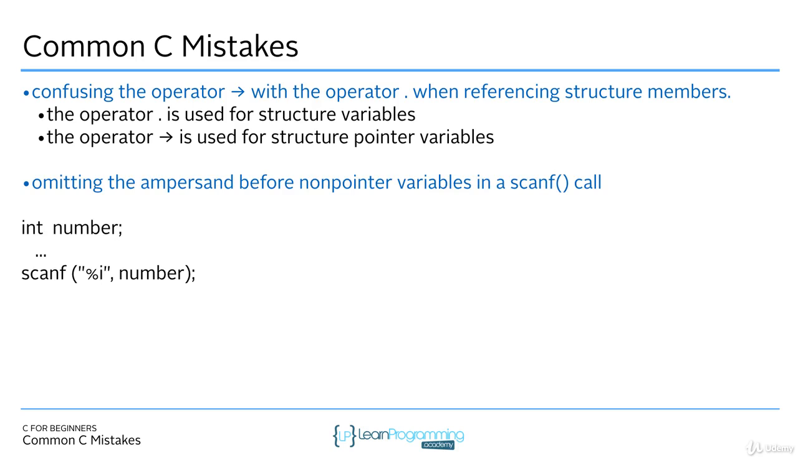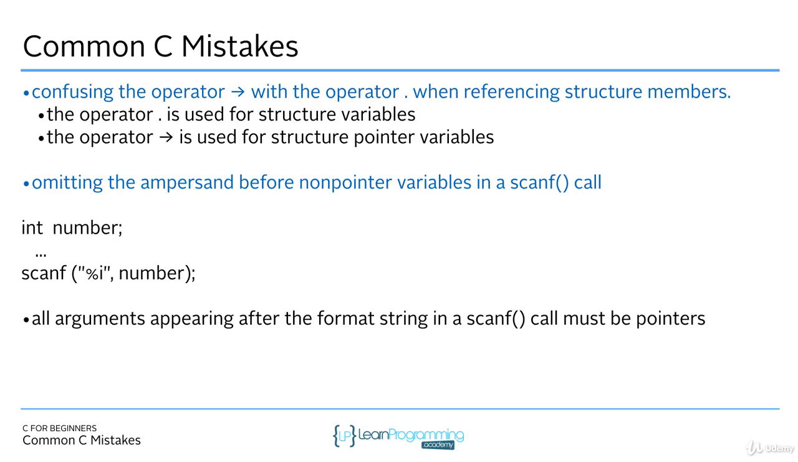Omitting the ampersand before non-pointer variables in a scanf call. So remember our scanf call expects a pointer as a second argument, and that means an address. When we declare a variable of type int, that's not a pointer. So in order to allow scanf to store that data in our int variable, we have to pass it the ampersand to say it's an address. So this is incorrect. Not having the ampersand before number in scanf as the second argument is not valid. The only time you do not have the ampersand is if you're using a pointer, like a character array. All arguments appearing after the format string in scanf must be pointers.